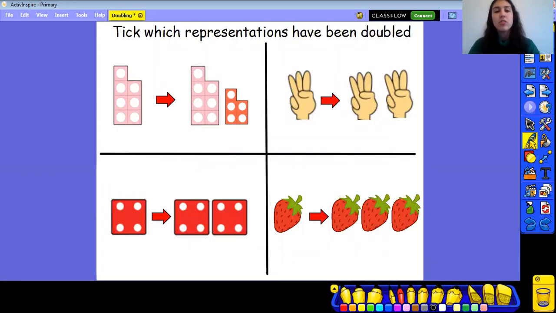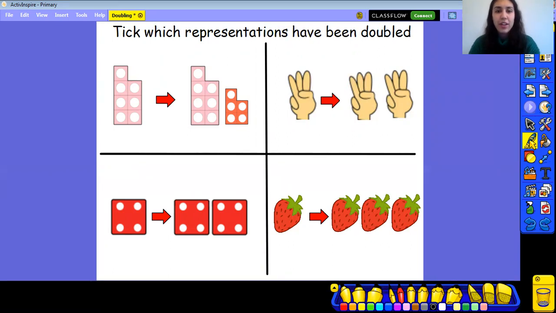Super. So I've got some representations here, and I'd like you to pause the video and think about which representations show us double and which representations don't. When you've got some ideas and you've maybe had a go at working it out, play the video again.